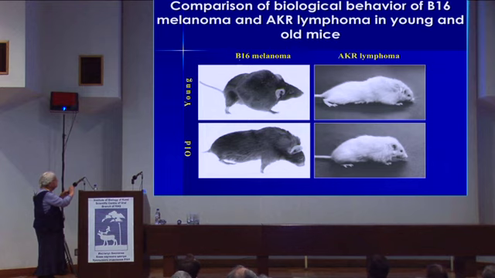We used two murine models, the B16 melanoma and the ATR lymphoma. You can see that tumors from old mice are much smaller than those of young ones, and the same we observed in ATR lymphoma.